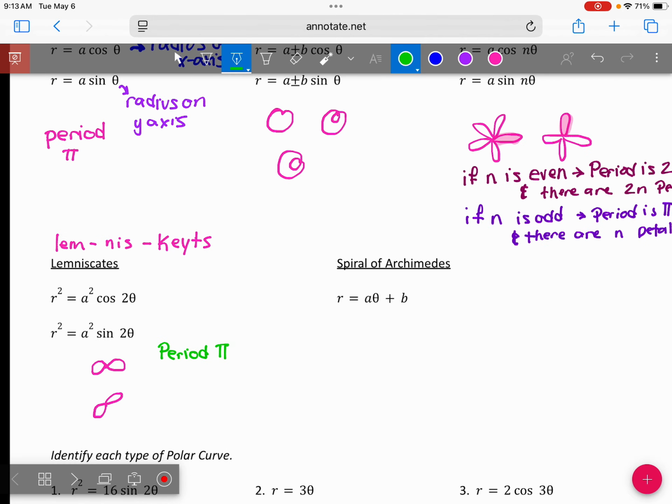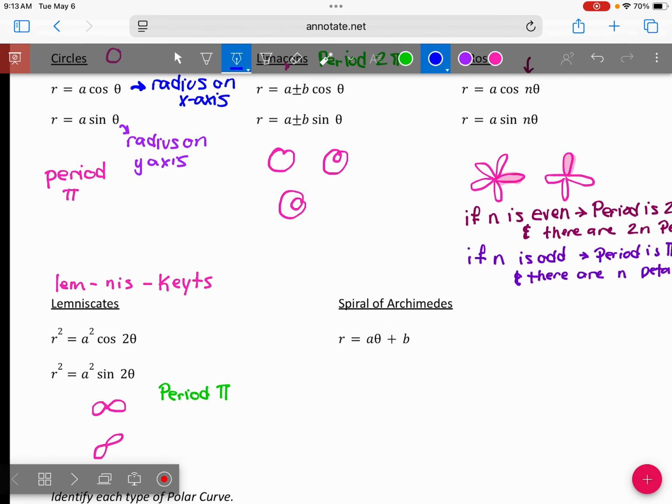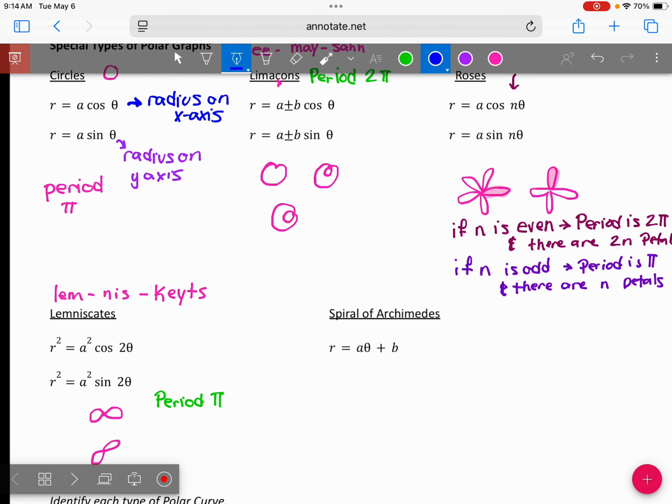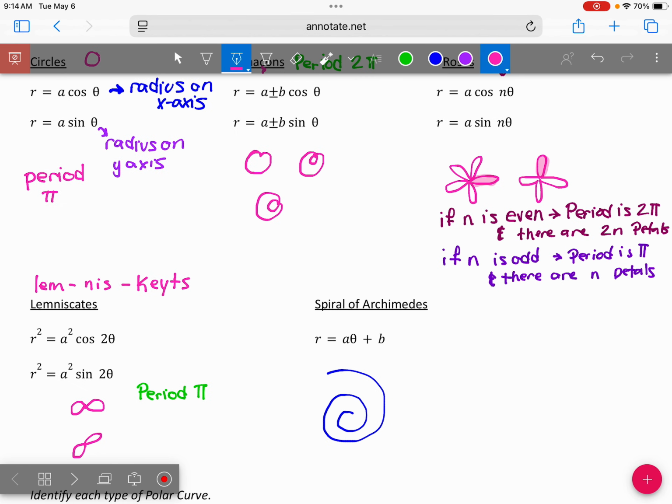And then our last one is called a spiral of Archimedes. And I was like, Archimedes, really, really old guy, did a whole lot of inventing in math. But back in the day when we just had adding and subtracting. And so spiral of Archimedes is one of the only ones that does not have a trig function in it. There's no sine, there's no cosine. And so the spiral of Archimedes, shock of all shocks, looks like a spiral. So it's like a spider web.